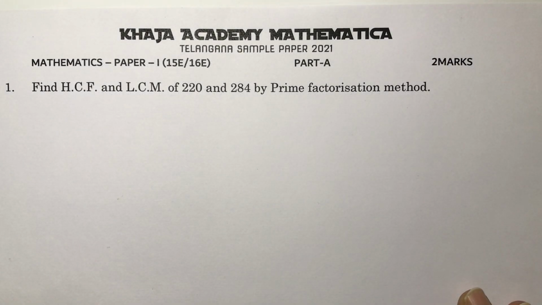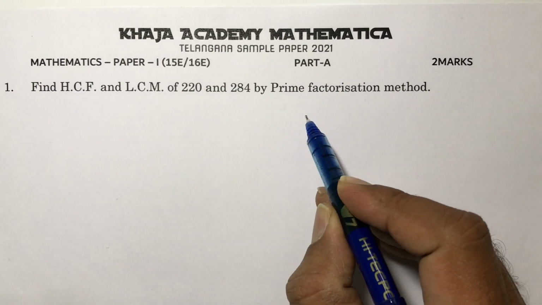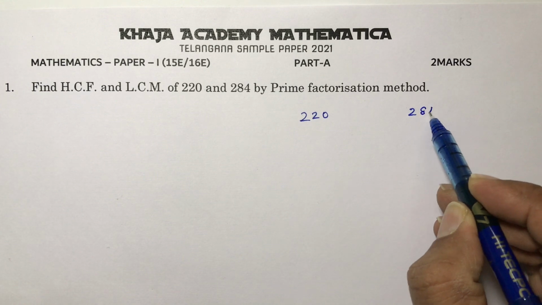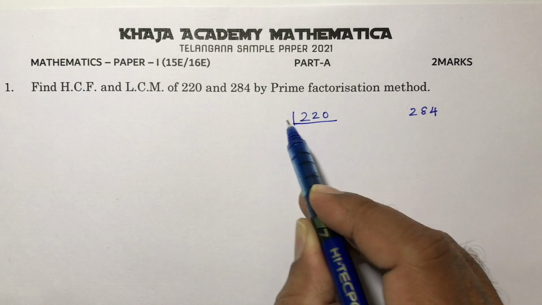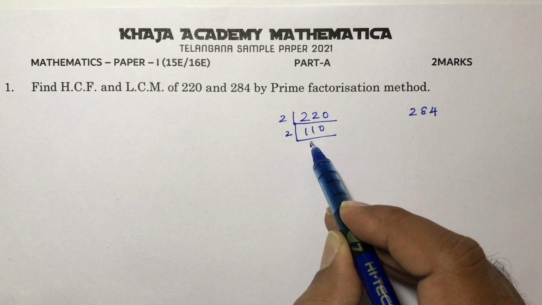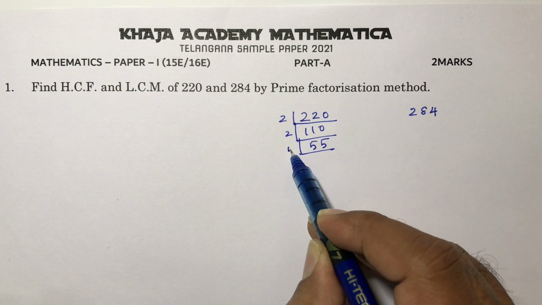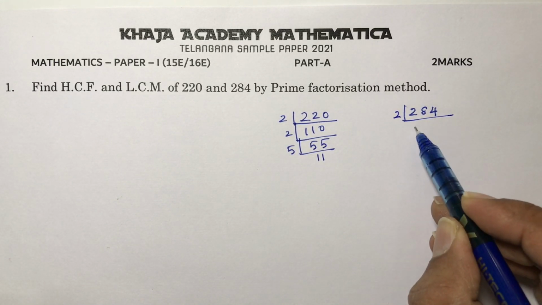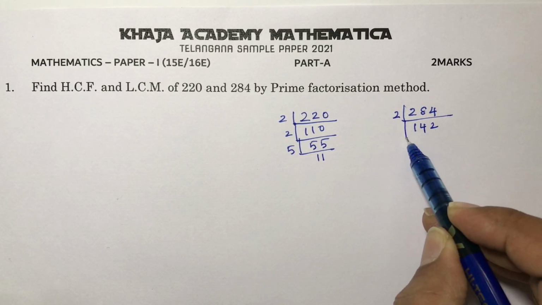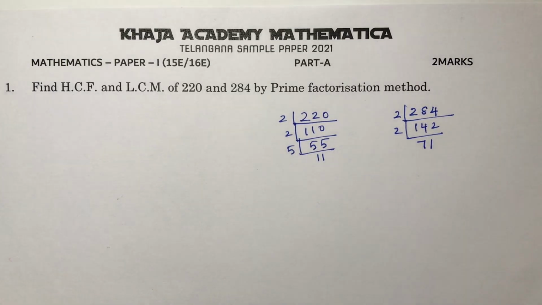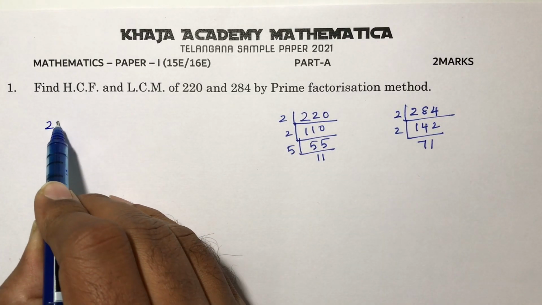Find the HCF and LCM of 220 and 284 by prime factorization method. So first find the prime factors of 220 and 284. 220, 2 times 110, 2 times 55, 5 times 11. Here 2 times 142, 2 times 71. So these are the prime factors right here.